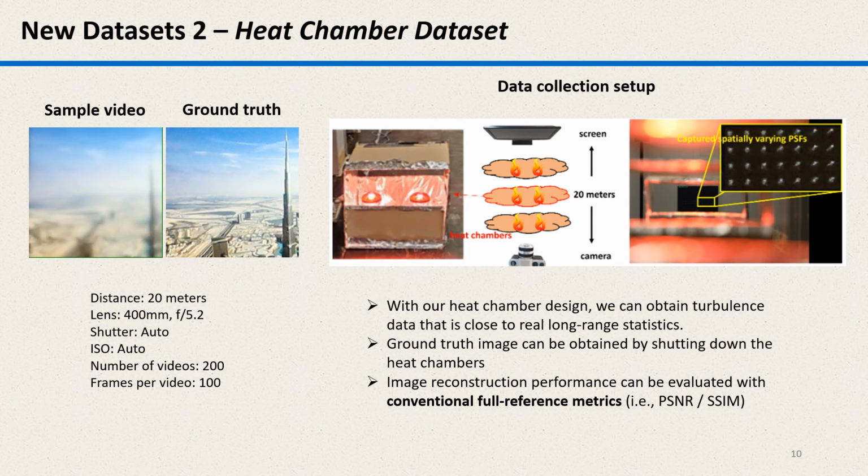The second dataset is called the heat chamber dataset. The turbulence in this dataset is synthesized by artificially heating up the air along the imaging path. Ground truth images can be obtained by shutting down the heat source. Since we now have access to the ground truth, any conventional full reference metrics, such as the PSNR and SSIM, can be used here for evaluation purpose.